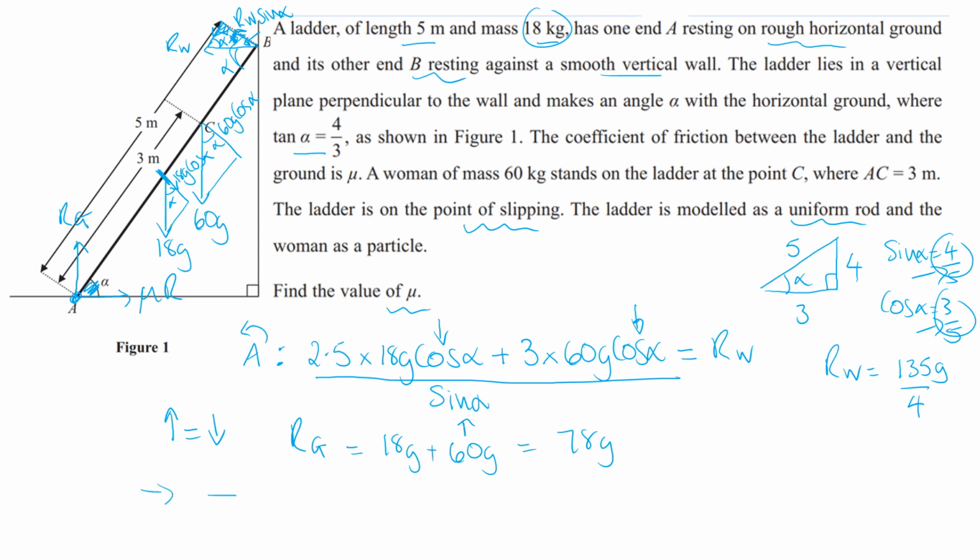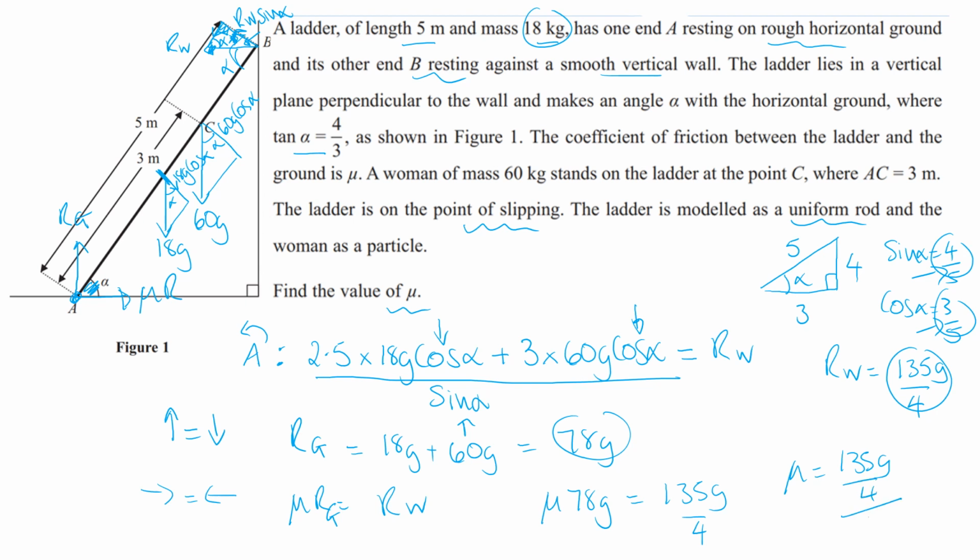And then horizontally, what forces have we got? We've got mu R is equal to RW, because they're going in opposite directions. So RW we just found out here, and the mu R is mu times RG, so that's going to be mu times 78g, because this is RG, is equal to the 135g over 4. So all we need to do to find mu is do the 135g over 4, divide that by 78g, and if we do that, mu comes out to be 0.43.